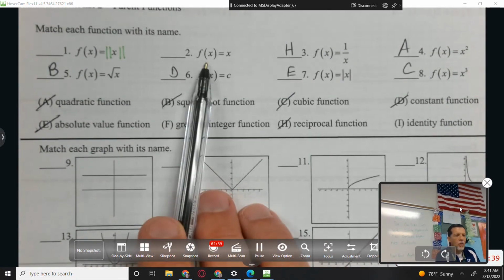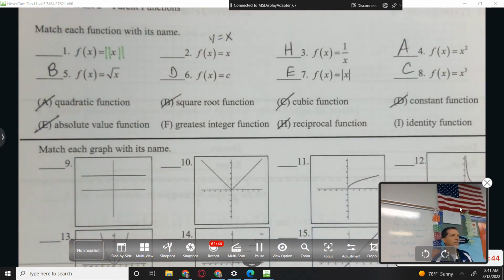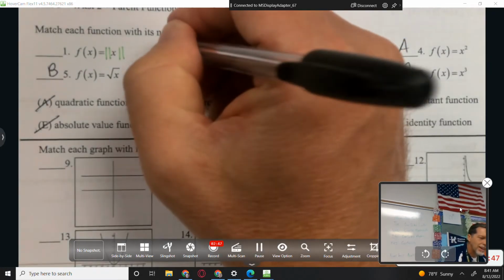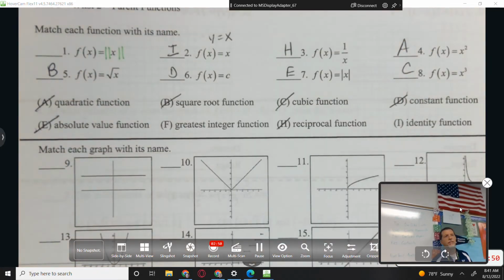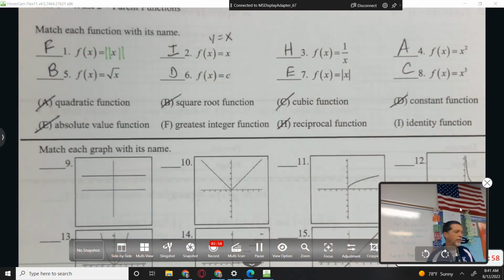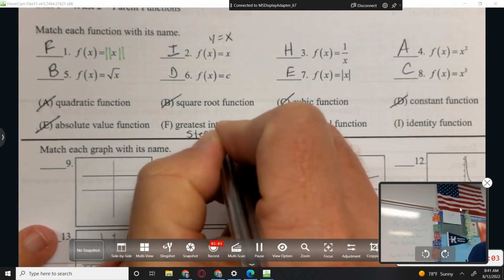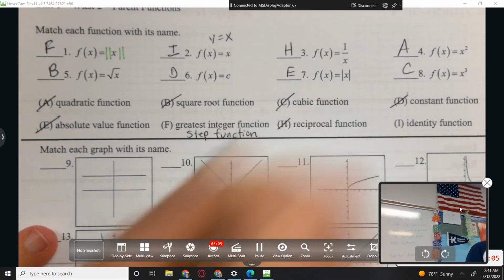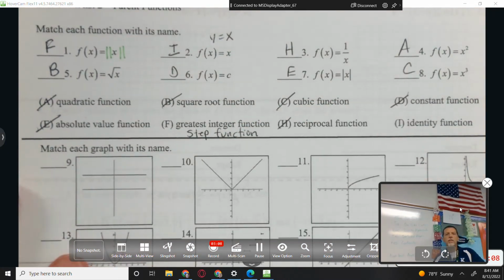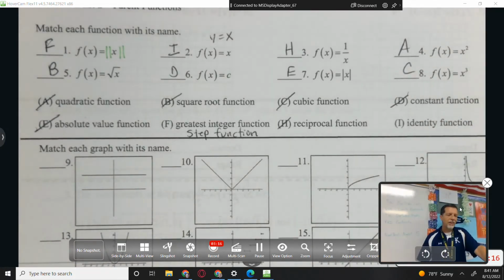Identity means that y is going to be equal to x. So y is going to be identical to x. Whatever x is, y is identically so. So that's the identity function. And then the only one that's left is the greatest integer function. We've not talked about that before, but process of elimination. By the way, it's also called the step function. And that'll help when it comes to matching the graph. You can probably peek ahead and pick that one out already.